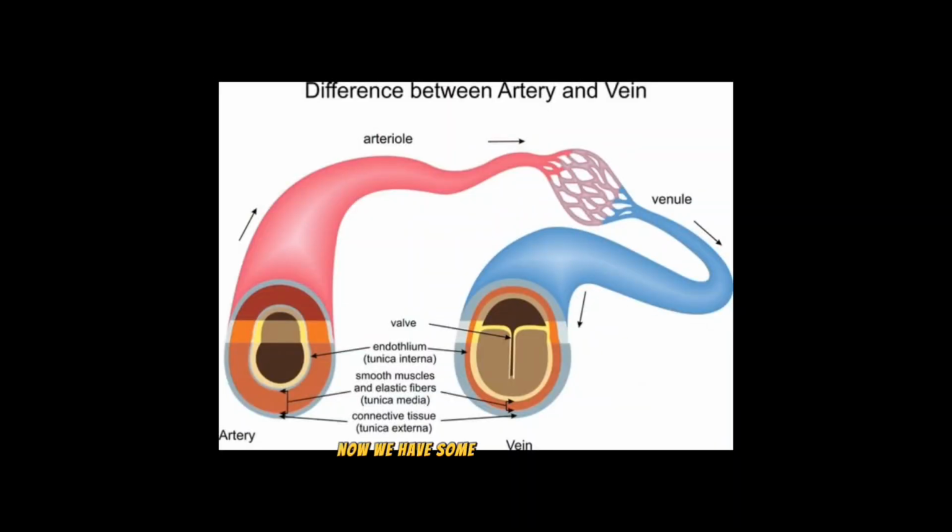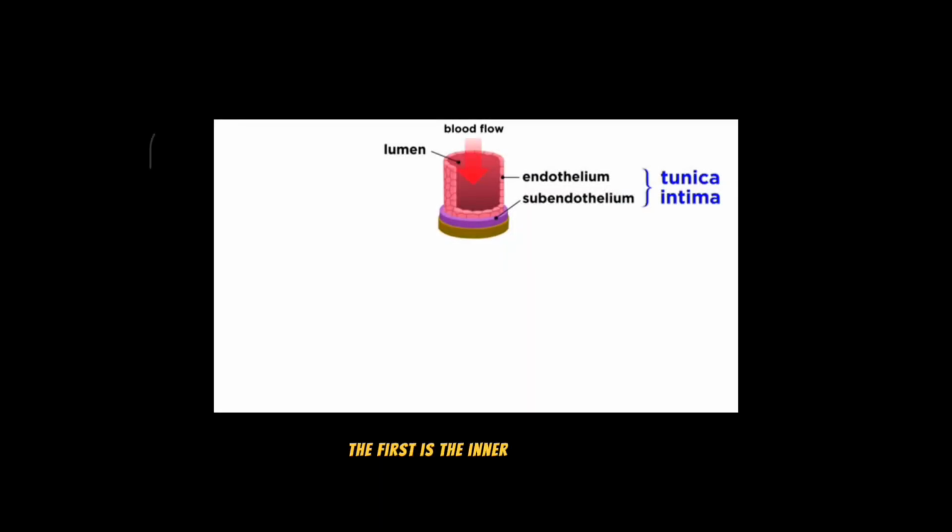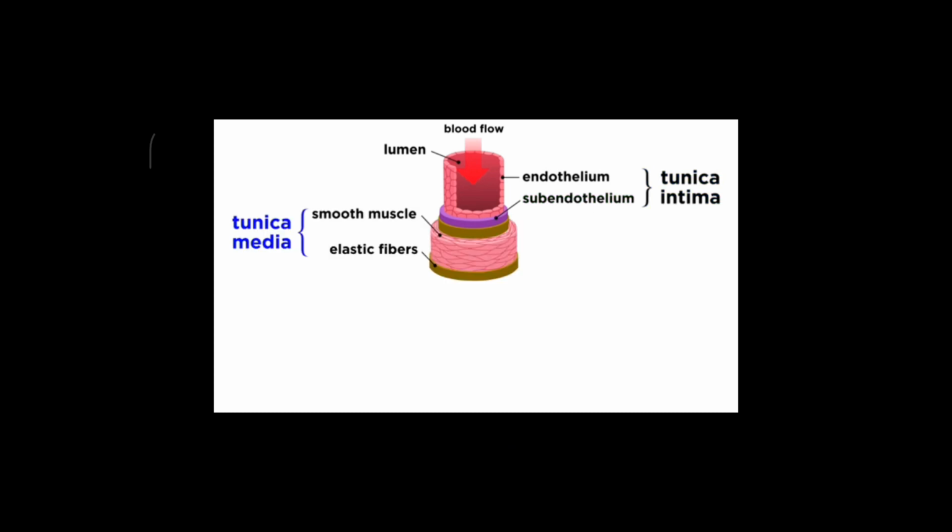Now that we have some terminology down, let's learn a bit about the structure of blood vessels. This will be quite similar regardless of the type of vessel, and most have three layers, which we call tunics, that surround the lumen, which is the hollow part that blood flows through. The first is the innermost tunica intima, made of an endothelium that minimizes friction as blood travels, and most also have a subendothelial layer made of loose connective tissue. Next is the tunica media, made of smooth muscle cells and elastic fibers.